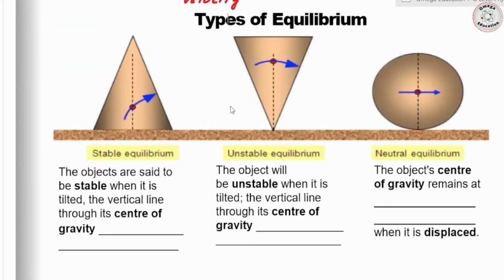Then we have the types of equilibrium. There are three types of equilibrium: stable, unstable, and neutral. For the stable equilibrium, the object is said to be in stable equilibrium when it is tilted and the vertical line through its center of gravity still passes through the base.